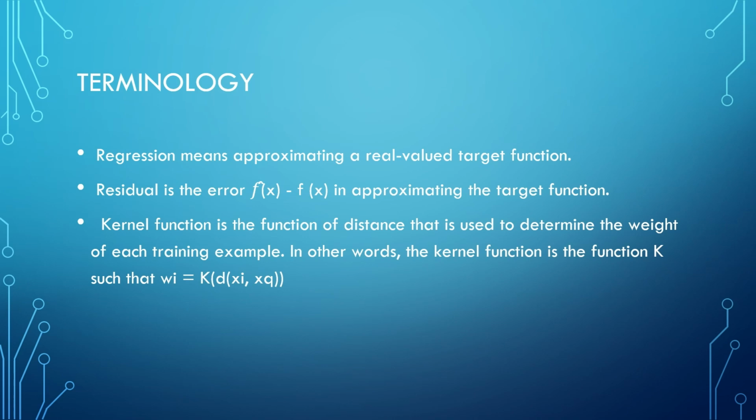And the kernel function is a function of distance that is used to determine the weight of each training example. In other words, the kernel function is a function K such that wi equals K(d(xi, xq)). This is a kernel function.